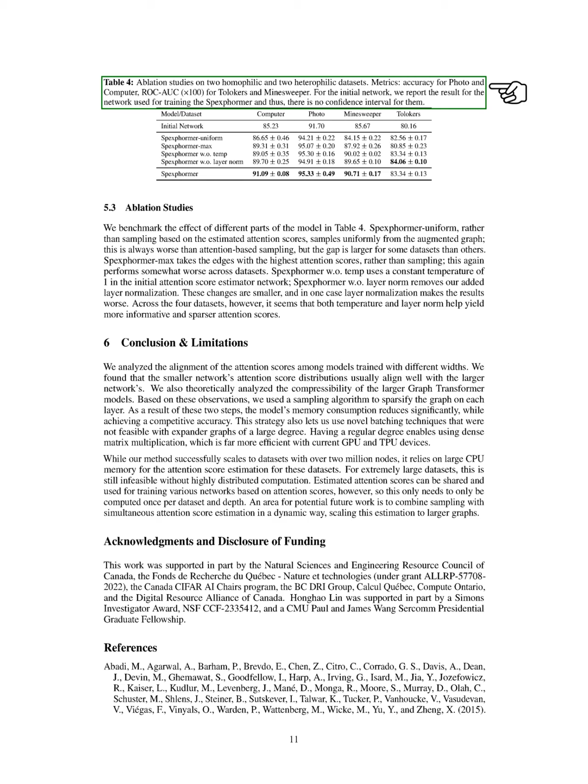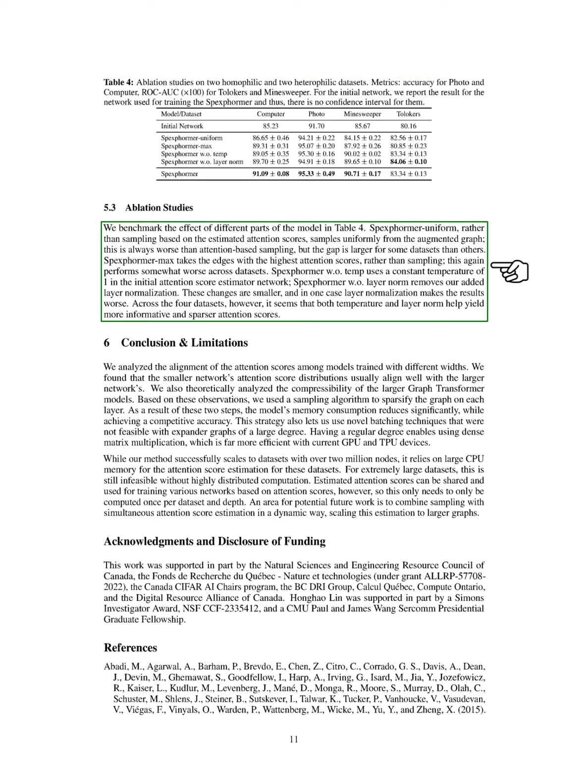For our ablation studies, we evaluate the impact of different model components. Spexphormer uniform samples uniformly from the augmented graph, which consistently performs worse than attention-based sampling, with the gap varying by dataset. Spexphormer Max selects edges with the highest attention scores instead of sampling, and this also shows slightly worse performance.